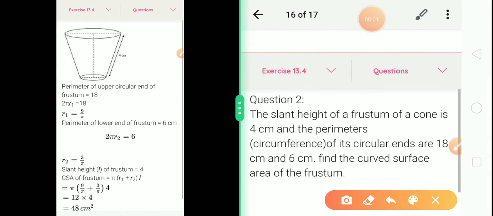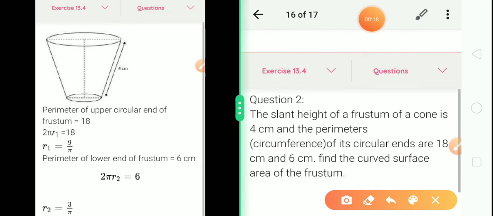Question 2. The slant height of a frustum of a cone is 4 cm and the perimeters, means circumference of its circular ends, are 18 cm and 6 cm. So find the curved surface area of the frustum. Please see the solution on the left hand side. So it is given that perimeter of circular ends are 18 and 6. So let us consider perimeter of upper circular end is 18 cm.